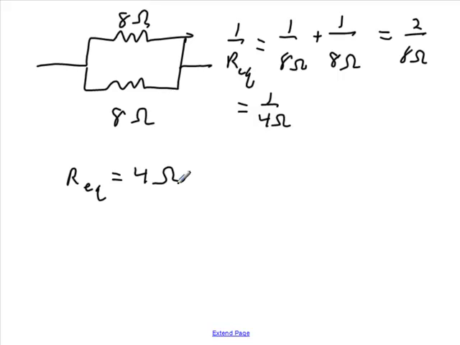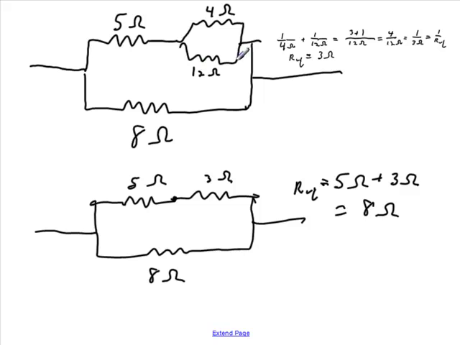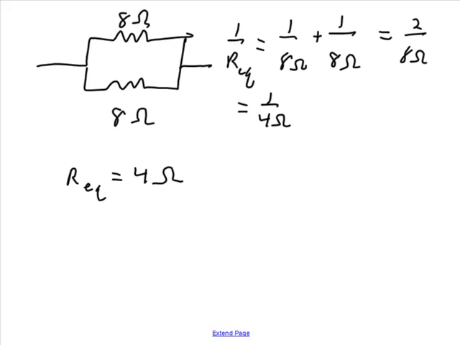Okay, so we started with this. These two were in parallel, so I could combine them into 3 ohms. The 3 and the 5 were in series, so I could combine them into 8 ohms. The 8 and the 8 were in parallel, I combined them into 4 ohms.